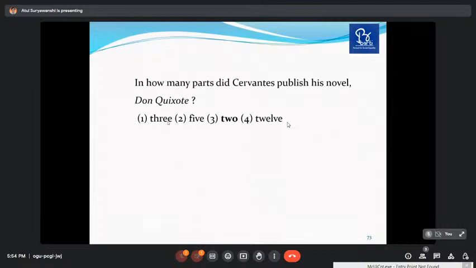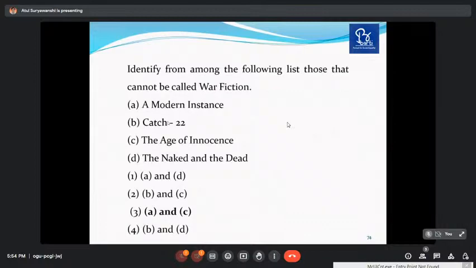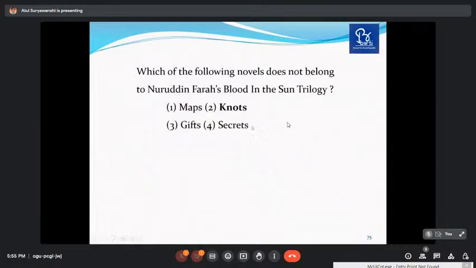Now see, the options are confusing. Identify from the following list those that cannot be called war fiction: The Modern Instance, Catch-22, The Age of Innocence, The Naked and the Dead. And the third option, A and C, is correct. The Modern Instance and The Age of Innocence cannot be called war fictions.